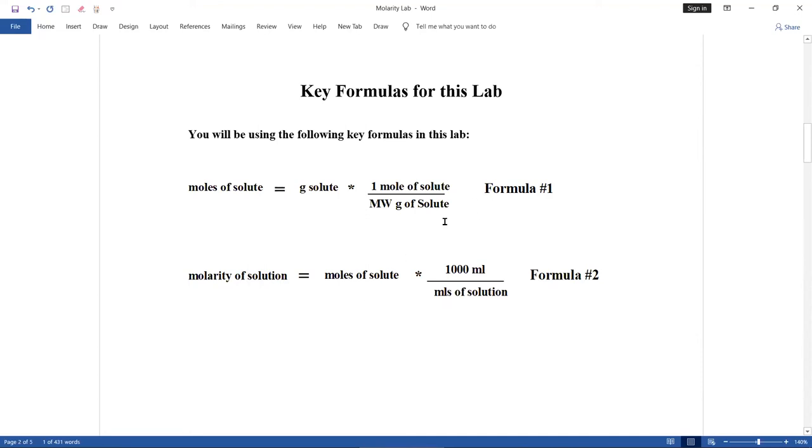Once you calculate the moles of the solute using Formula 1, you will have to calculate the molarity, moles per liter, of the solution using Formula 2: moles of solute times 1,000 divided by the milliliters you actually use, which in this lab will be 50. And let's make it simple, because I could have put down 50.0. Do all your calculations to 3 significant figures.